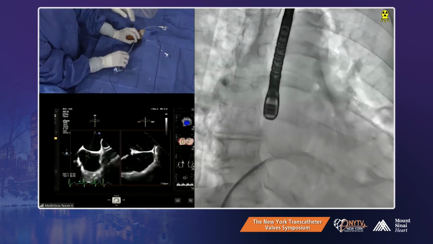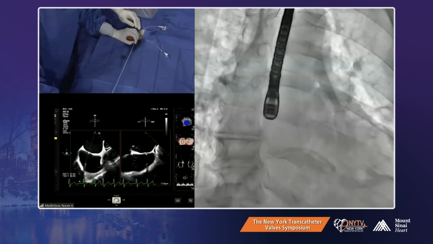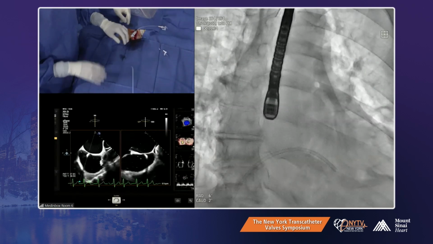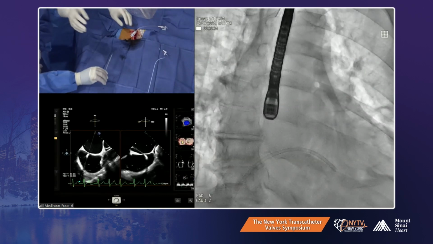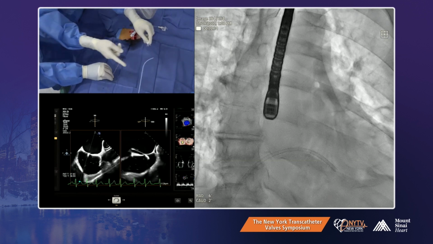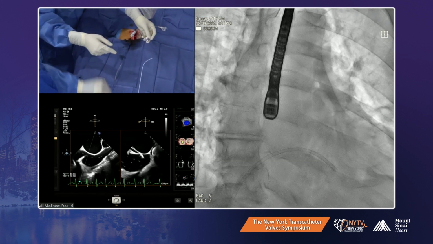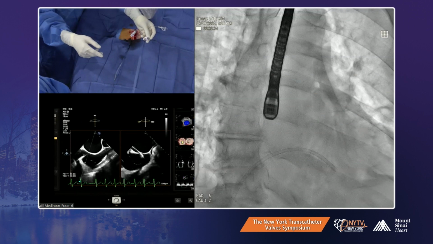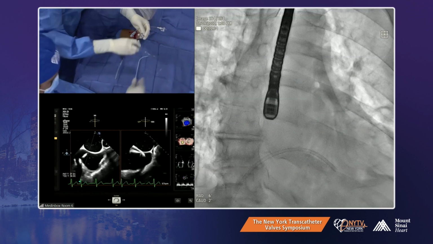Okay. What happened now? Anu, tell us. You can show the bicaval. You want to measure the pressure with the bicaval and show the height. Yeah, we saw the tenting of the interatrial septum, and now you've got the catheter across.